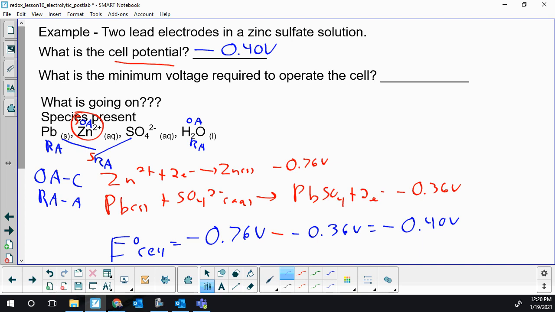Okay. What is the minimum voltage? Well, the bare minimum we need to put in is the positive version of our cell potential. Okay. Watch for this on tests or quizzes. If I ask you for the cell potential, you do it as we've done before. It's negative. What is the minimum voltage? It's the positive version.